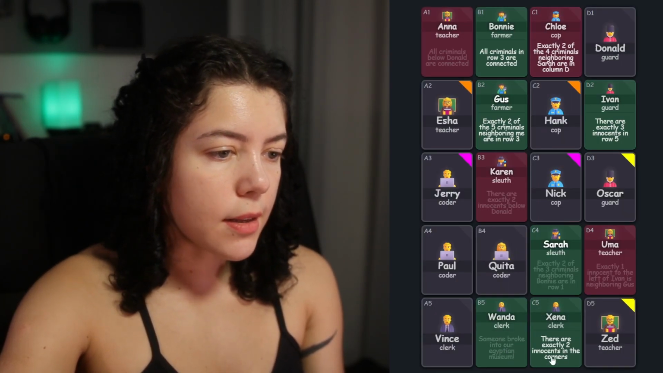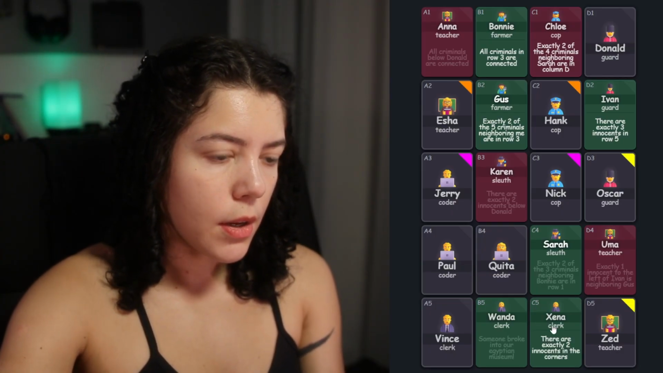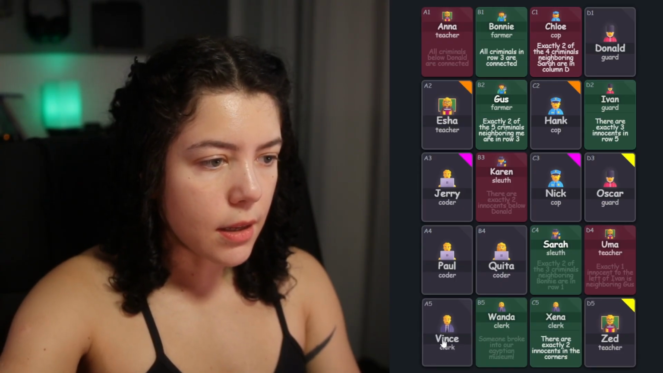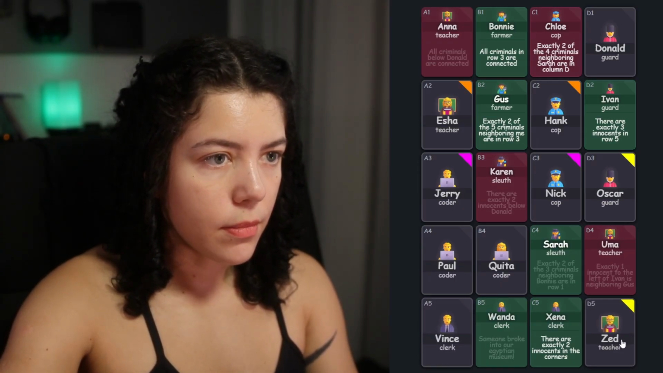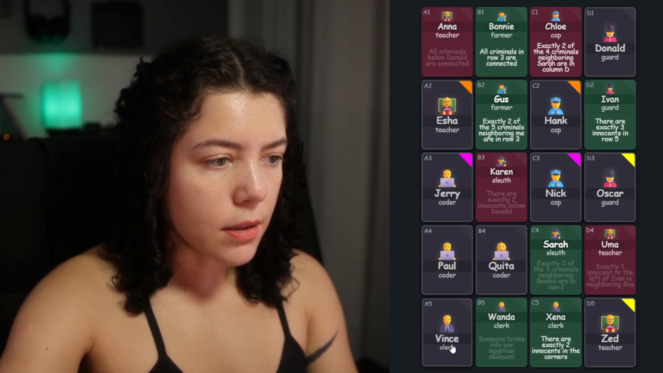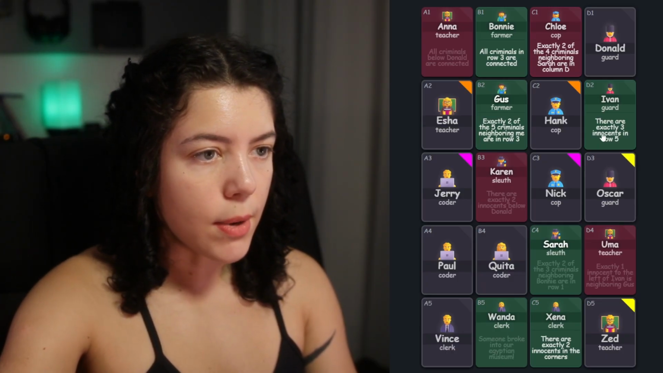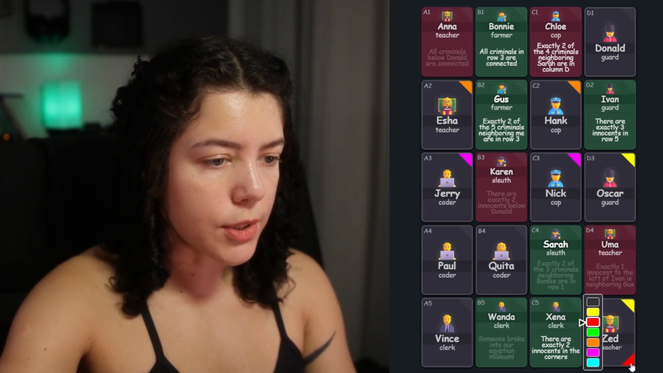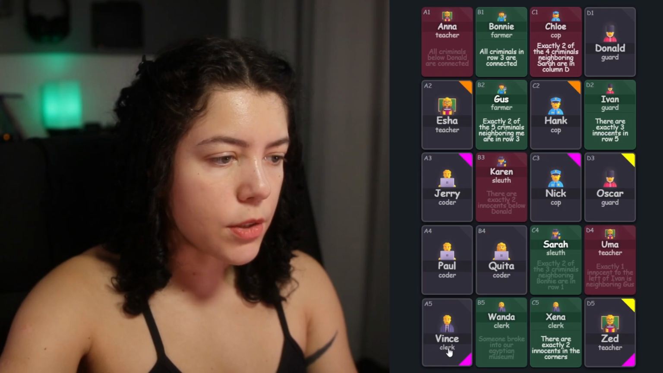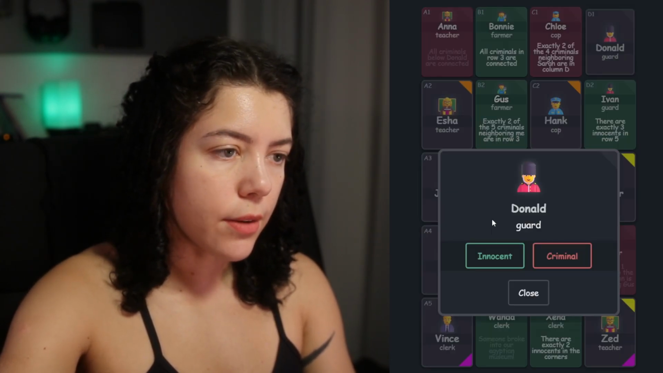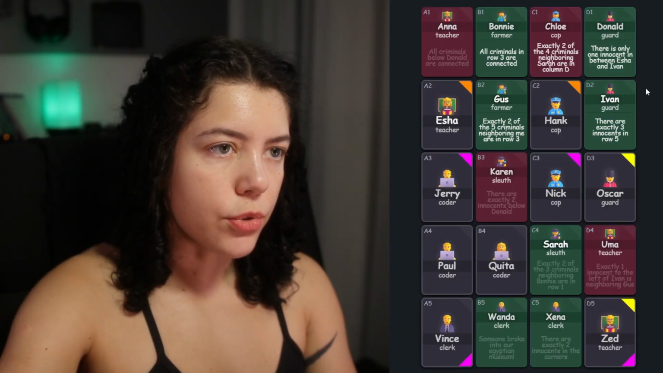Xena now says that there are exactly 2 innocents in the corners. So there is gonna be 1 innocent in the corner in row 5, and the other person is gonna be a criminal and also in the corner, because there's 3 innocents total in row 5. So Zed and Vince are opposites, which means we need a second innocent in a corner, and there's only Donald left. I'm slow today, am I not?